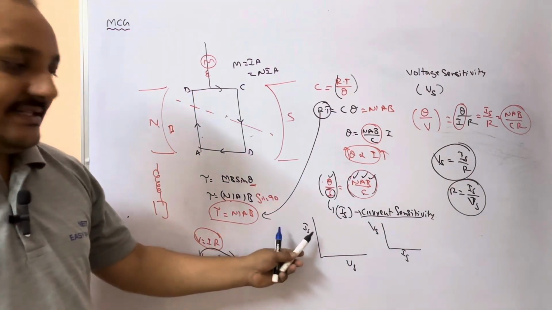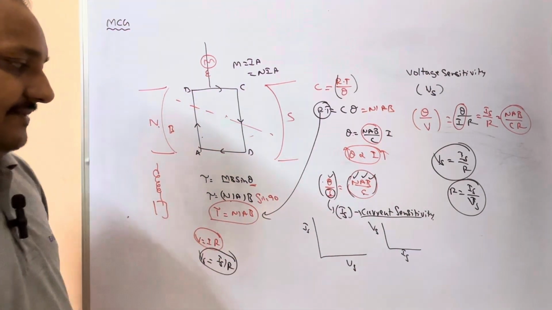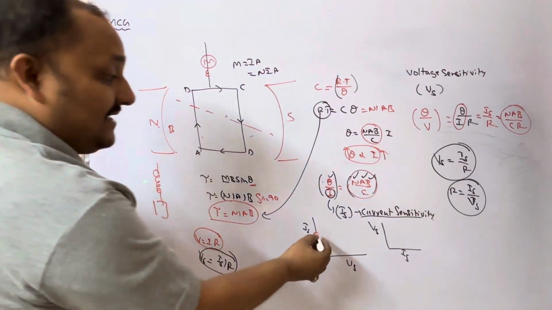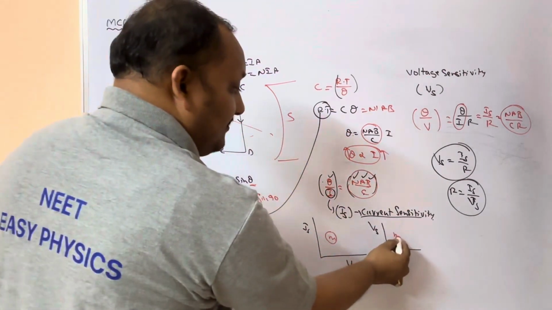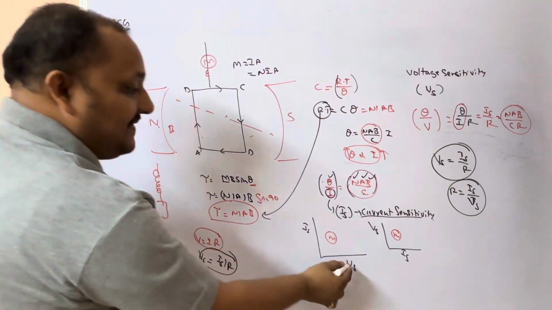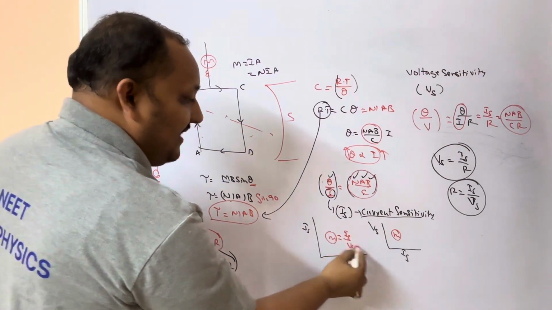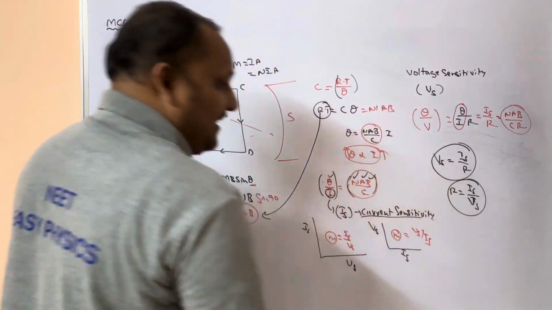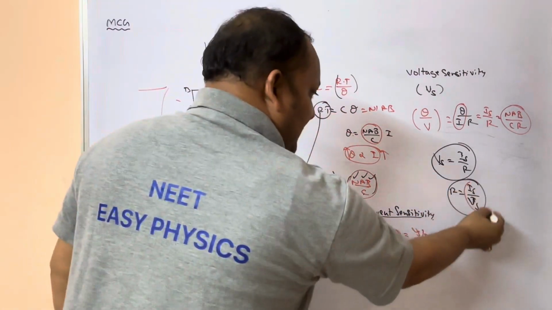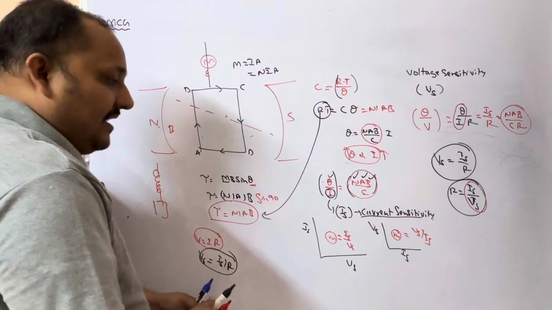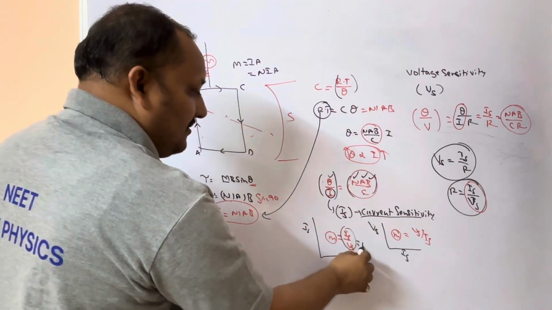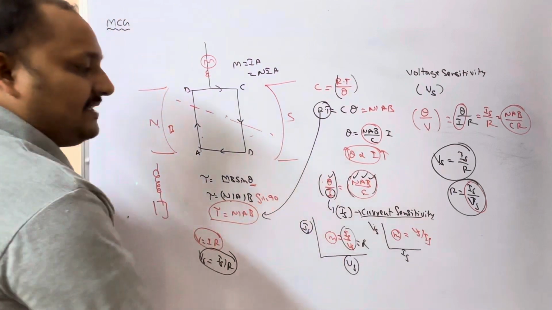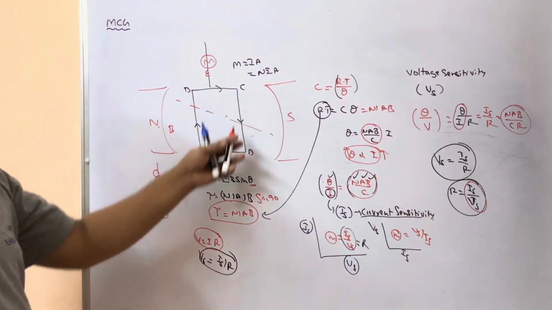Is means current sensitivity, Vs means voltage sensitivity. If you have the graph, what does the slope of this graph give? The slope of an Is versus Vs graph is Is by Vs, and the slope of a Vs versus Is graph is Vs by Is, y axis by x axis. So Is by Vs, we came to know, is resistance. So the slope of the Is versus Vs graph gives the resistance of this coil.